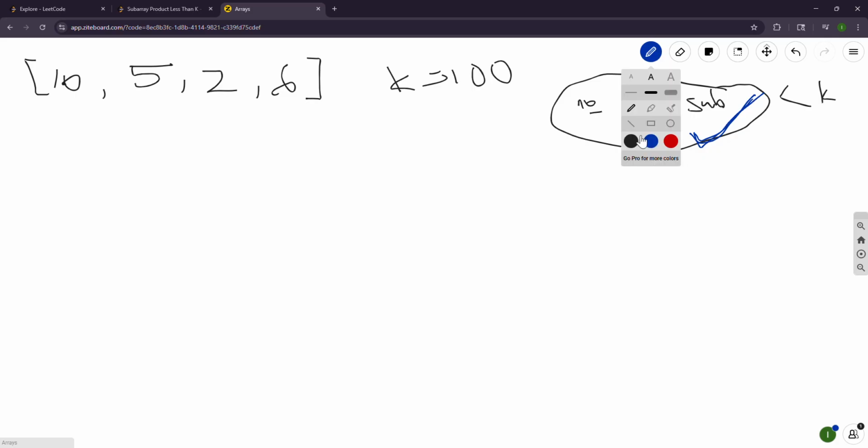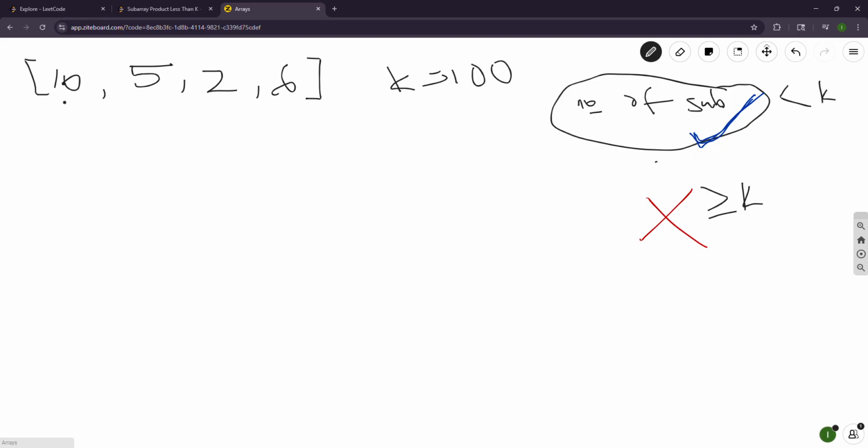Now, when the product is greater than or equal to k, then it will be invalid. All right, I think that's a very good definition. We want to find the subarrays whose product is less than k. This is when they will be valid, and this is when they will be invalid.